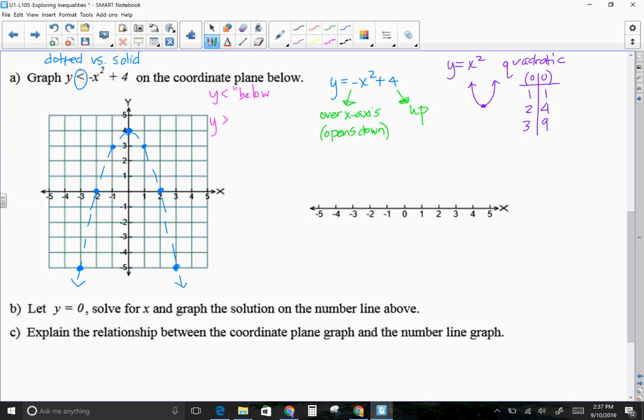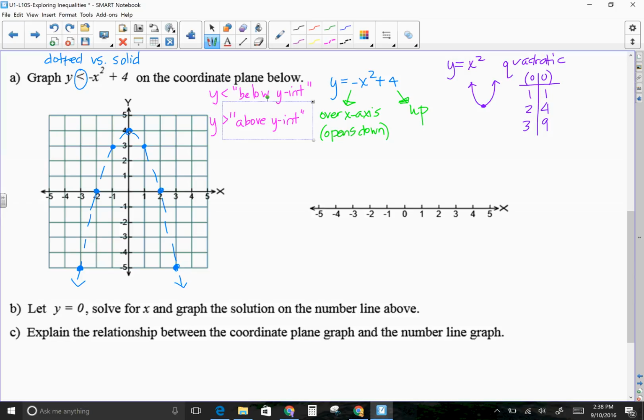Below your y-intercept. Okay? And if it's greater than, then you're going to go above your y-intercept. Okay? So we're looking at ours. It says y is less than.